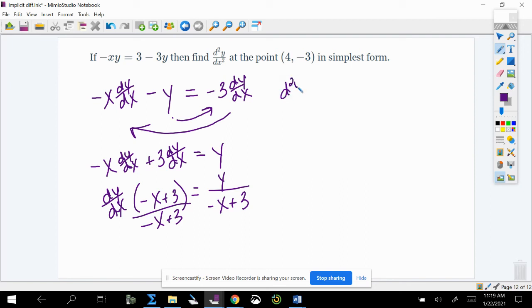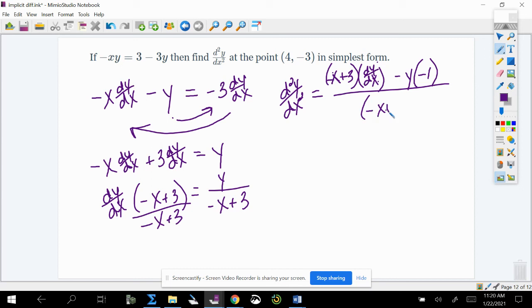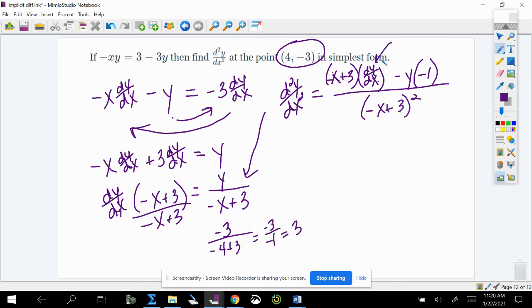So my second derivative, again, it's a quotient rule. Pretty much all of them are. So bottom, which is negative x plus 3, times the derivative of the top, dy/dx, minus the top times the derivative of the bottom, all over the bottom squared. So I want to put in 4, negative 3. The first thing I'm going to do is put it into the first derivative so I know how to replace that. When I put negative 3 on top and a 4 on the bottom, I get negative 3 over negative 1, which is 3. So that tells me how to replace my dy/dx.